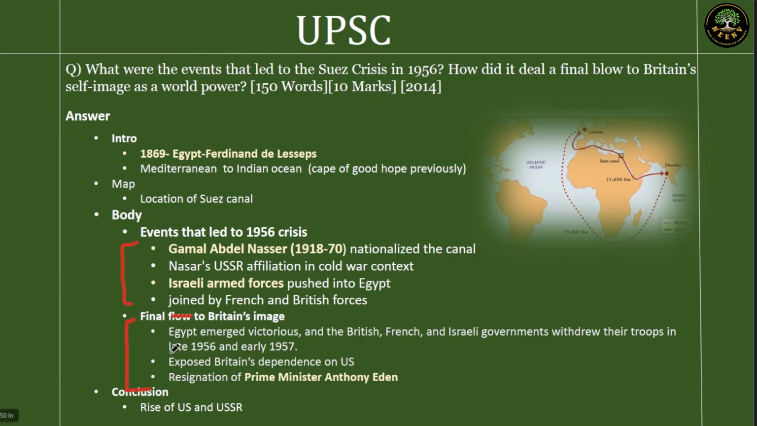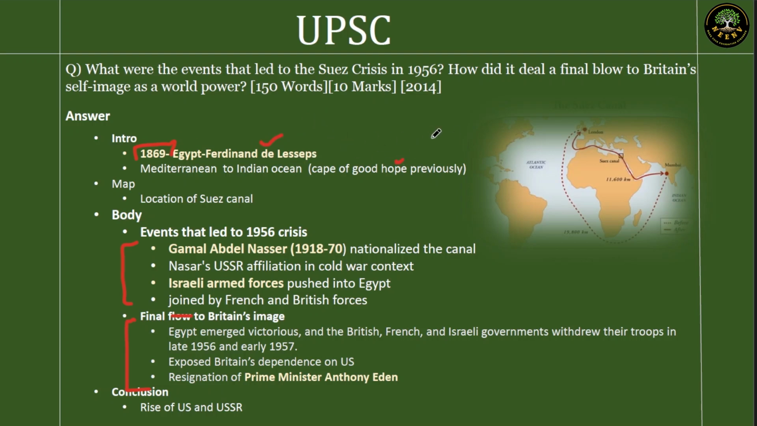So when we talk about the events that led to this crisis as well as the final blow to Britain's image, we'll explain the crisis itself. First, we'll start the introduction by talking about the Suez Canal. It was constructed in 1869. It is located in the land of Egypt and it was constructed by someone called Ferdinand de Lesseps. He was the architect.